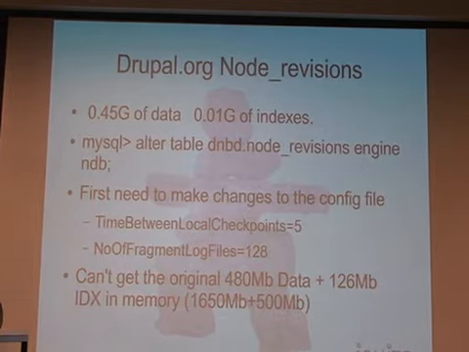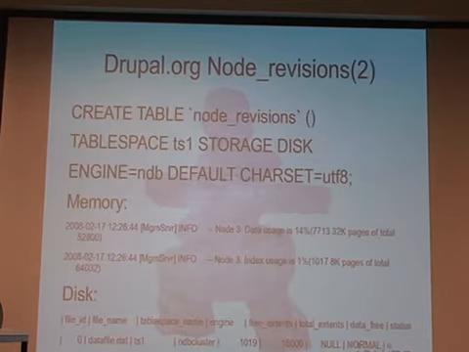So, half a gigabyte. I had 1.6 gigabytes of memory available, and I couldn't get the original 480 megs of data plus 126 megabytes of index in my cluster. It was just too big. So, let's try with disk space. Let's try with table spaces on disk.